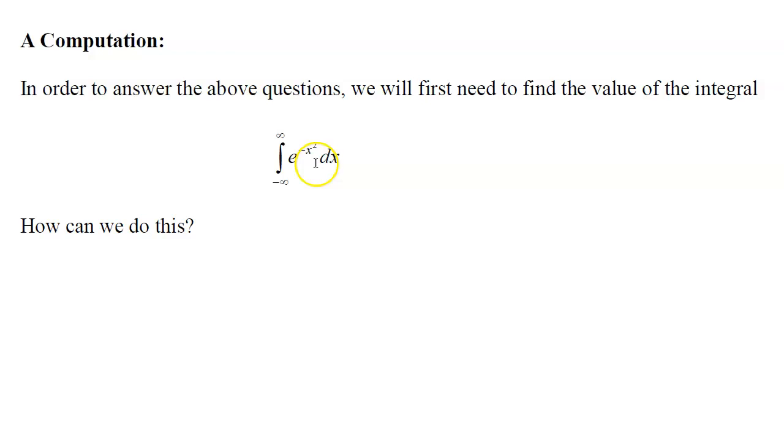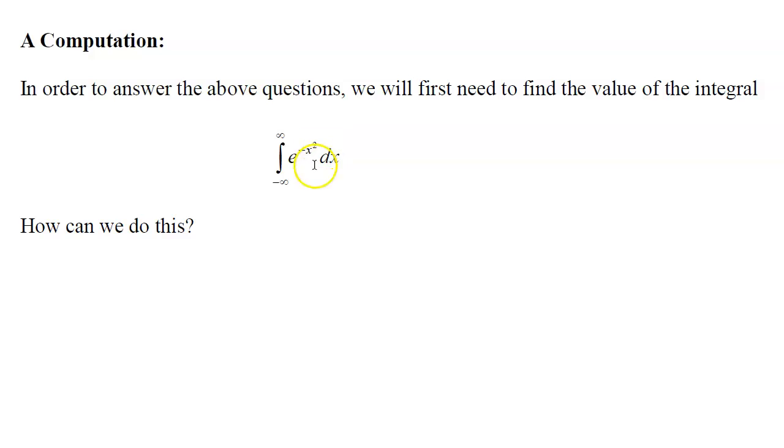Now, notice things would be a lot easier if we could do a u substitution. For example, if we could let u be negative x squared, then du would be negative 2x dx. But notice we don't have a negative 2x dx. We don't have that x dx that we need. So how do we find the value of this integral?